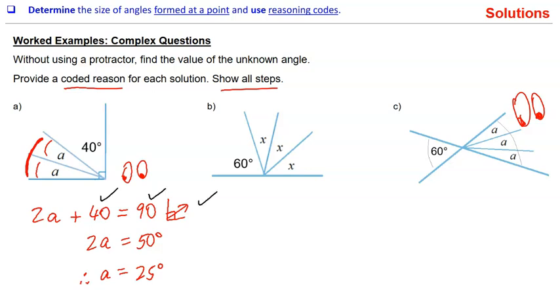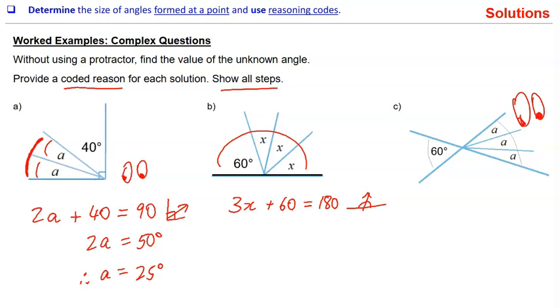Let's repeat that on part B, but this time it's not a complementary angle. Notice these are supplementary angles, adjacent on a straight line. So our statement will be 3 missing angles of same size plus 60 degrees equals 180. Supplementary code. We already know this amount, so if we remove that from 180, we're left with a total for this amount, which would be 120.